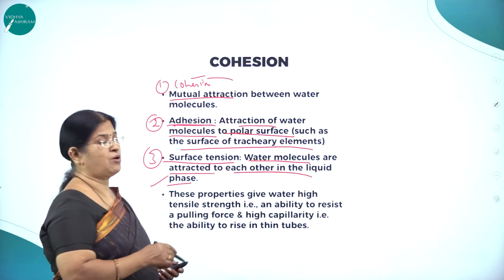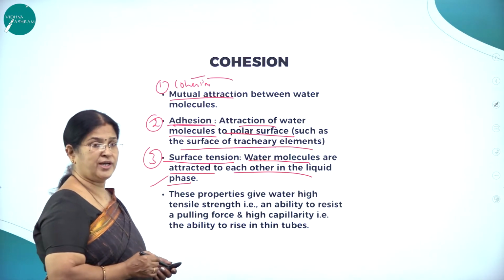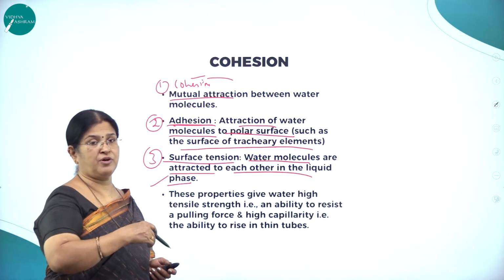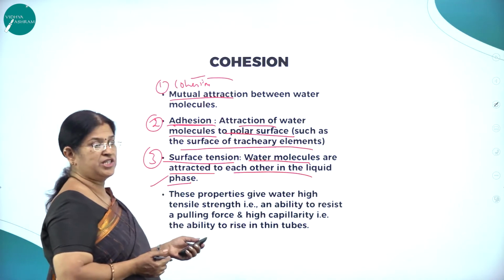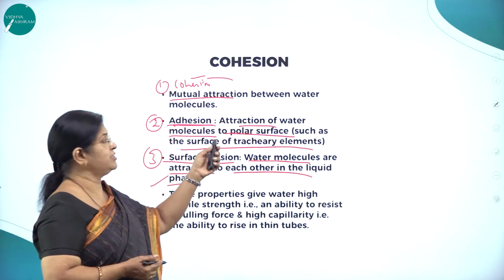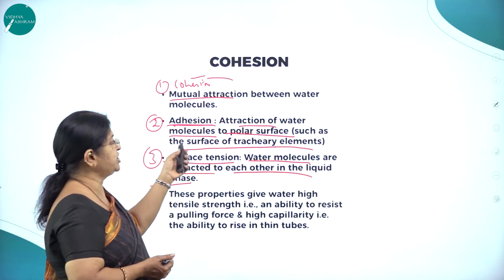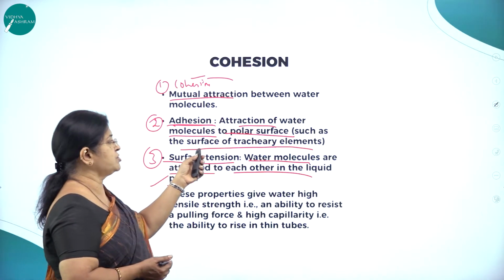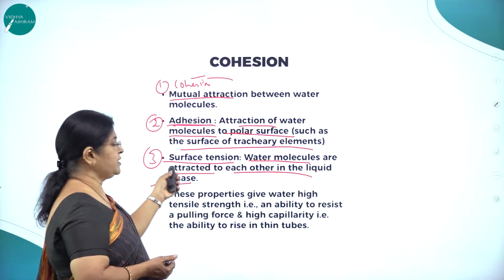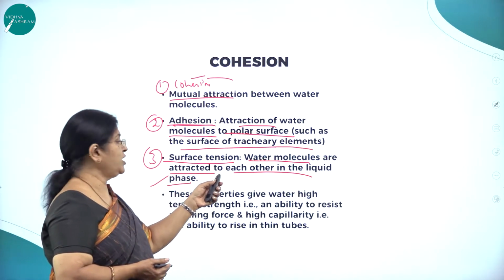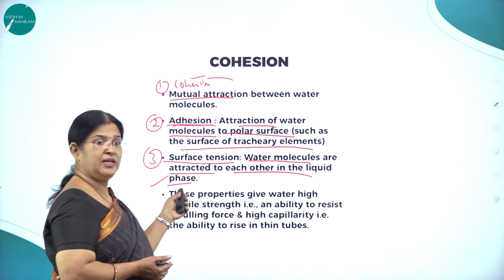So all these are called the properties of water, which are very much responsible for the transpiration pull or for the conduction of water. One is cohesion. What is cohesion? Mutual attraction between water molecules. What is adhesion? Attraction of water molecules to polar surface, such as the surface of tracheary elements. Then what is surface tension? Water molecules are attracted to each other in the liquid phase.